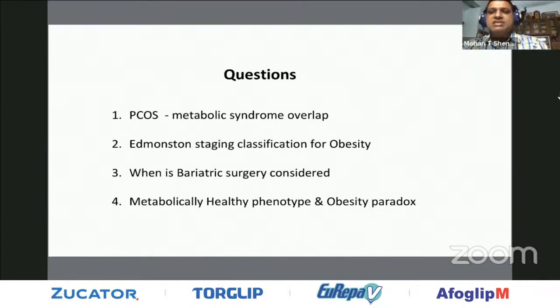And regarding the obesity classification for Edmondson staging, how far it is important in our population subset? And when the concern is that the patient gains further weight, whether you consider bariatric surgery when BMI crosses the limit of 30 or 35. And as Dr. Abhay Sahu sir has mentioned, the issues regarding metabolically healthy phenotype and whether obesity paradox is a real concept to be worried upon.